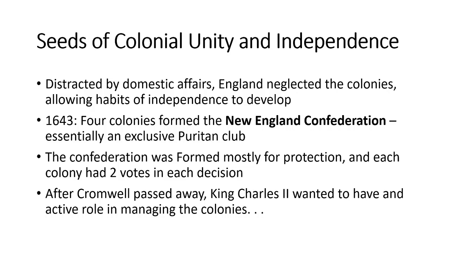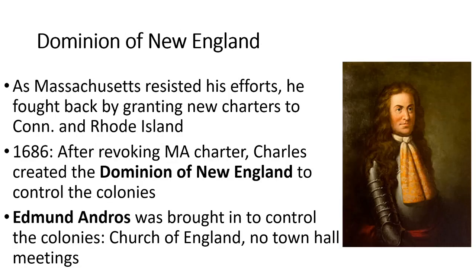So in New England, for the first time in American history, we see the settlers, or the people living in America, combine to try to form their own kind of independent government. Unfortunately, after Oliver Cromwell, the Puritan leader, passes away, a new king takes over, and he does not like what he sees in the colonies. So he tries to rein them back in, and when Massachusetts and other New England areas resist him, he fights back by first granting new charters to Connecticut and Rhode Island as separate colonies.